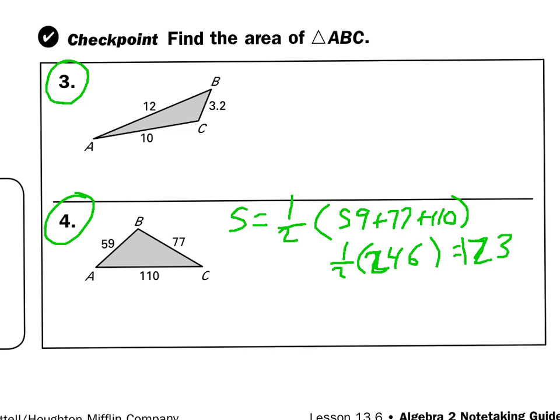Now, how did I know that my S number was wrong right away? Well, I know my S number is going to have to be bigger than these numbers, otherwise I'm going to have a problem, because I have to square root a negative number, which would be not good.